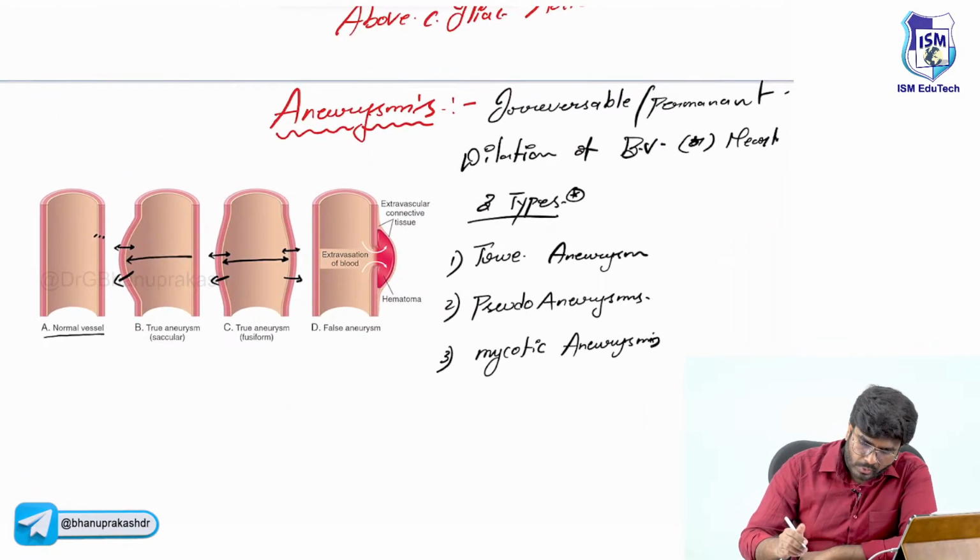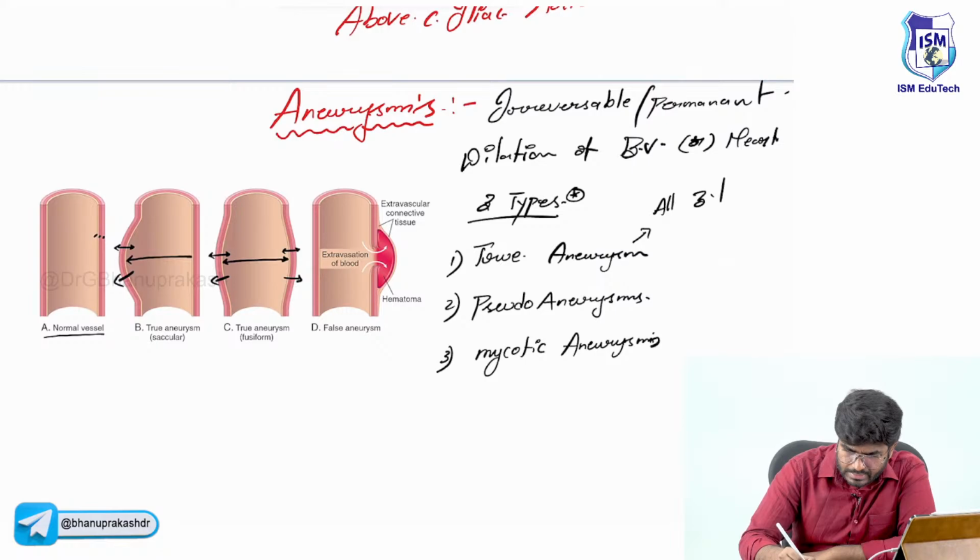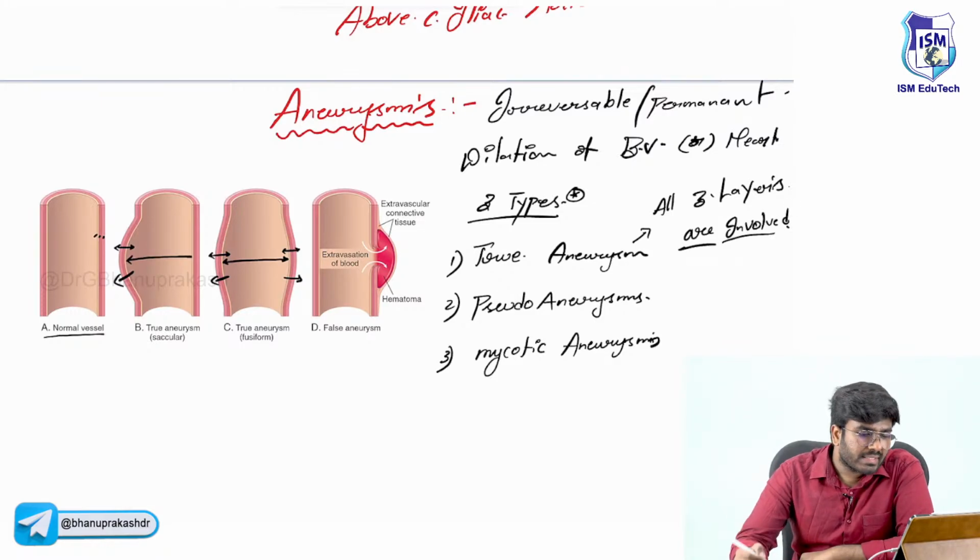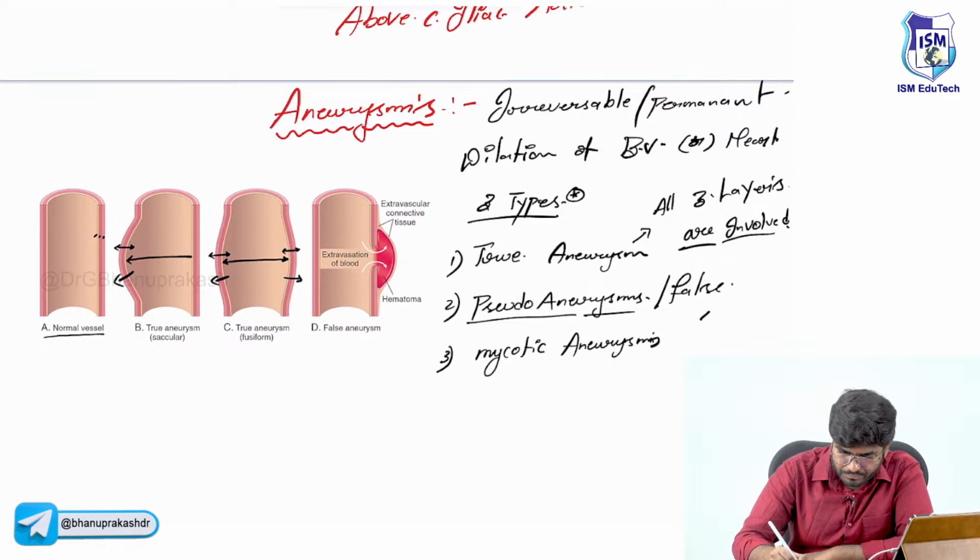But what is a true aneurysm? All three layers are involved. Then what exactly is a pseudo aneurysm? Then in pseudo aneurysm or false aneurysm, see, there is a damage.